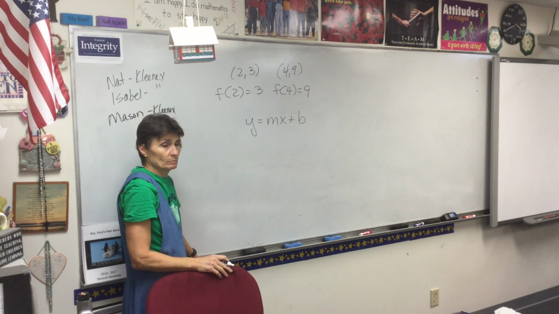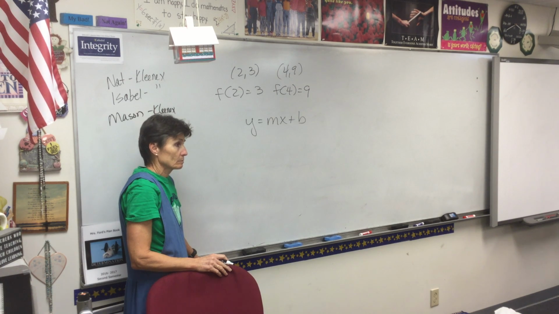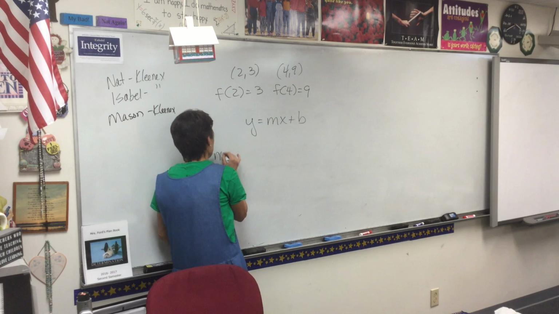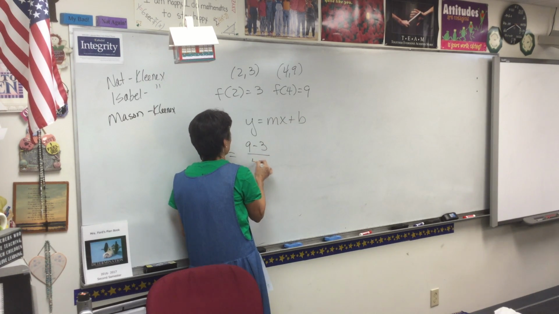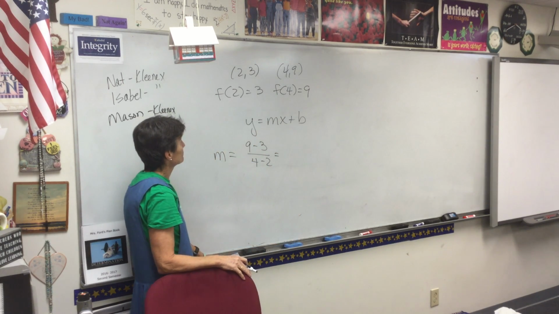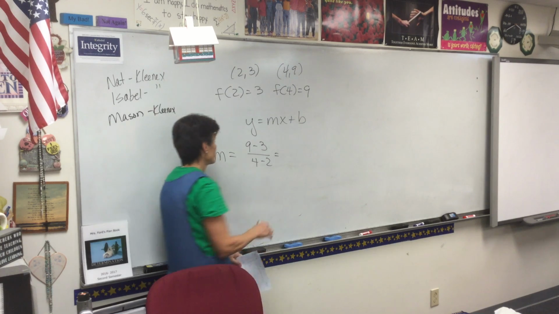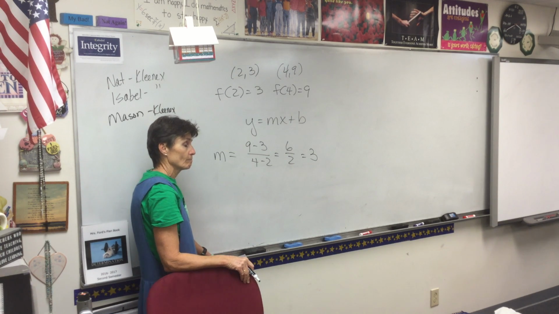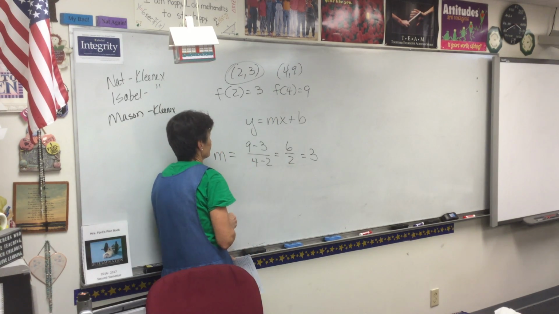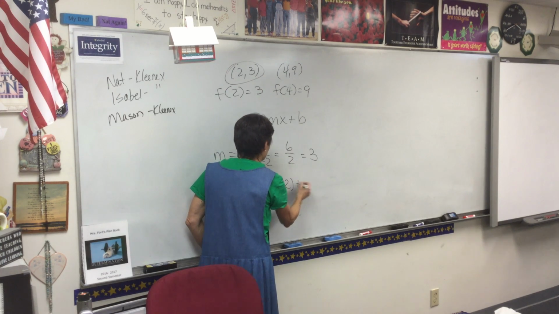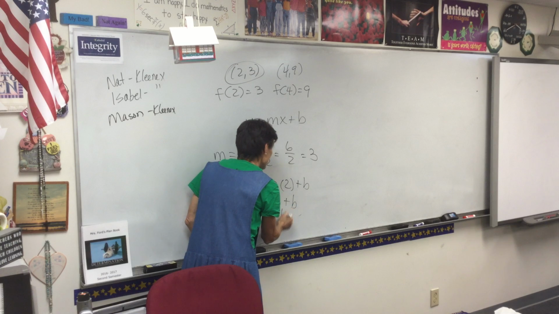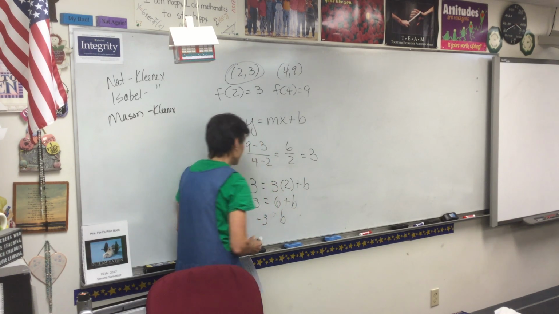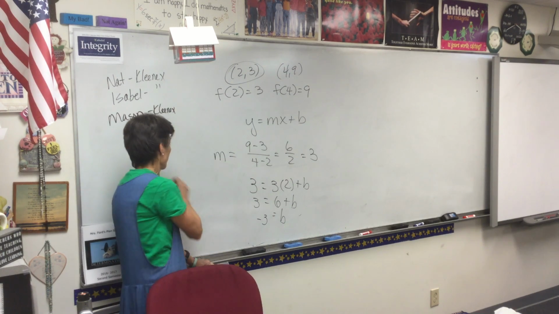So what are we going to do? Find the slope. So m equals 9 minus 3 over 4 minus 2, which is 6 over 2, 3. Brooks, you get 3 for your slope? I did. What did you do next? I used the points 2, 3 and put it in y equals mx plus b, and I got 3 equals 3 times 2 plus b, and I got 3. You should have gotten negative 3. That's what I meant.